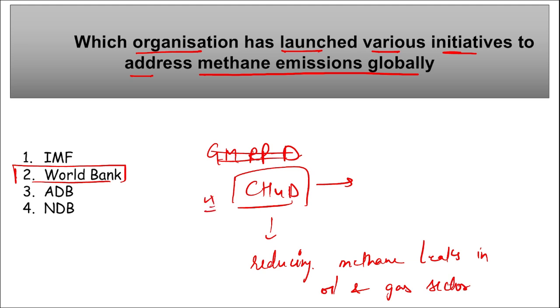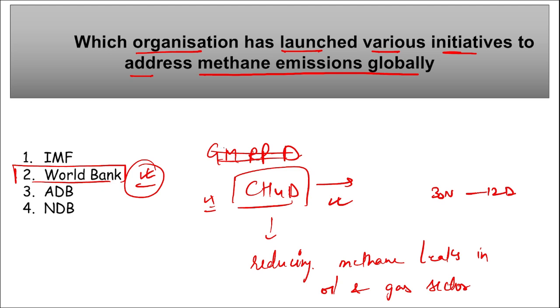This CH4D, that is your global methane reduction platform for development. This is a hub for methane reduction in agriculture and waste that was launched to reduce the leaks of methane in the oil and gas sector. Correct. So it is World Bank. Correct. They have recently launched this partnership that is named as Global Methane Reduction Platform, CH4D. The proposals for this was launched during the COP28 of the United Nations Framework Convention on Climate Change that is currently being held in Dubai, UAE from 30th of November till 12th of December.